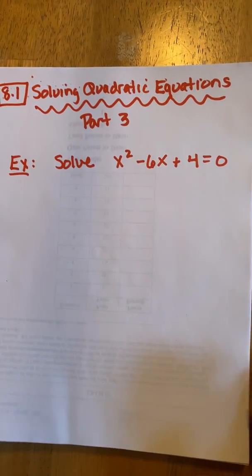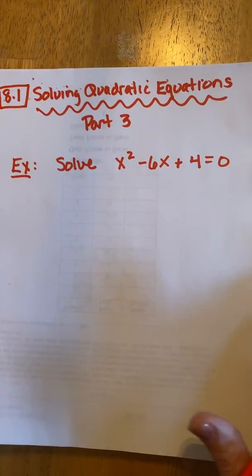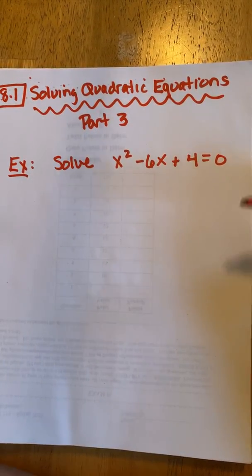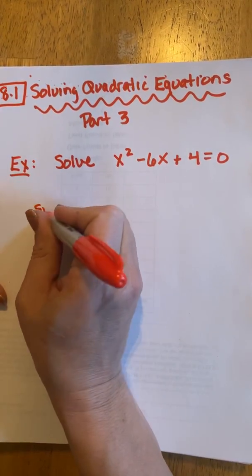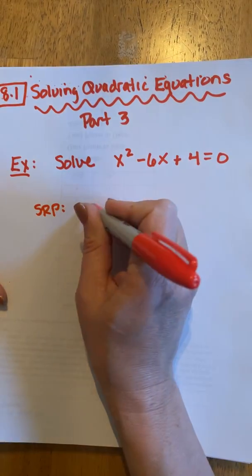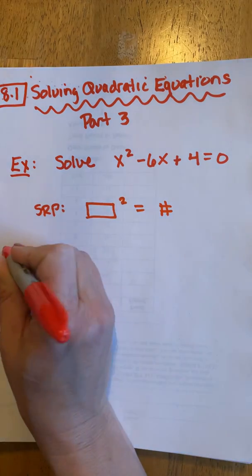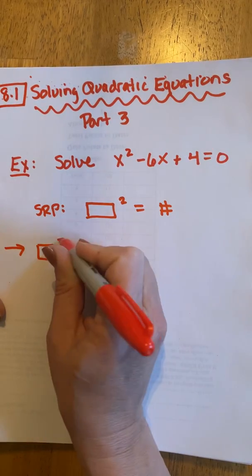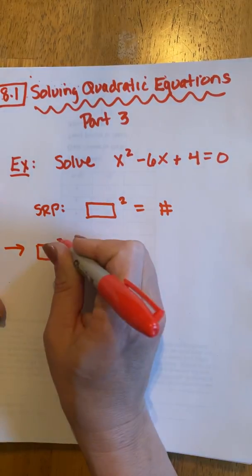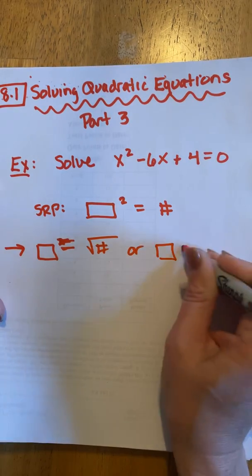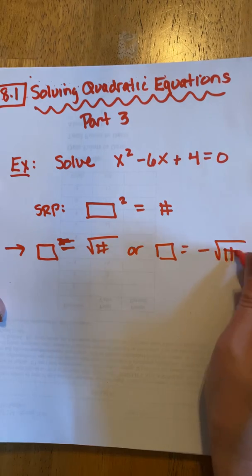All right, here we are, part 3, last part of section 8.1. So we saw that we can solve a quadratic equation by using the square root property. The square root property says if we have something of the form something squared equals a number, then that something equals the square root of the number, or that something equals the opposite of the square root of the number.